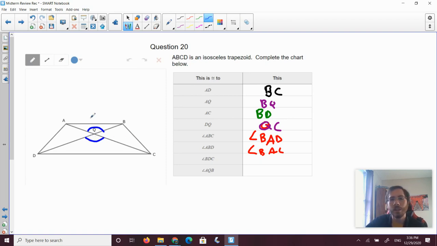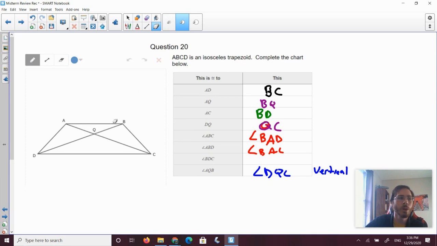So that one's a little bit unique. We didn't have to use the isosceles trapezoid at all. We just know that those two are vertical. So DQC would work out for that one, because again, these two angles are going to be vertical. So that just leaves one last piece. There's one more to go.